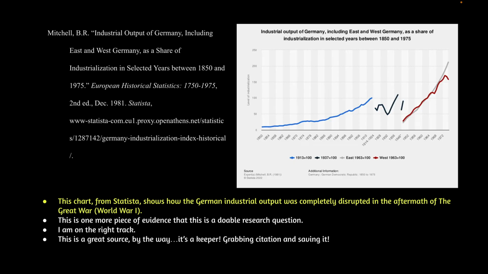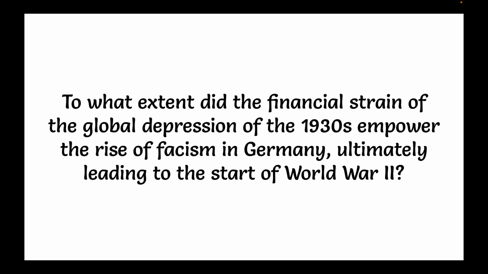And this is the chart that once again validated my line of inquiry here. This chart shows how German industrial output was completely disrupted in the aftermath of World War I. It's really one more piece of evidence that shows that this is a doable line of inquiry. It affirms that I'm on the right track. And by the way, this is a really fantastic resource. This is one we should definitely grab the citation and save it, because it will provide great evidence as we're continuing with our writing.